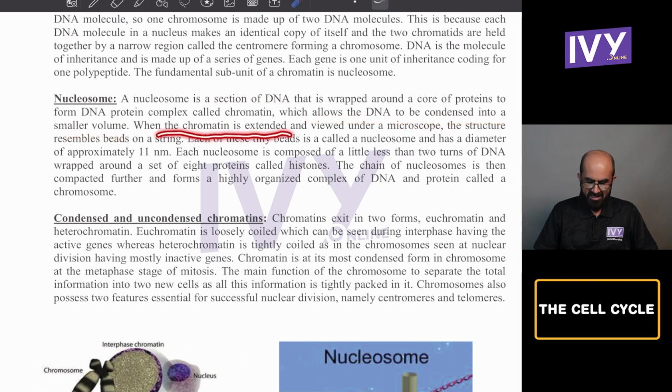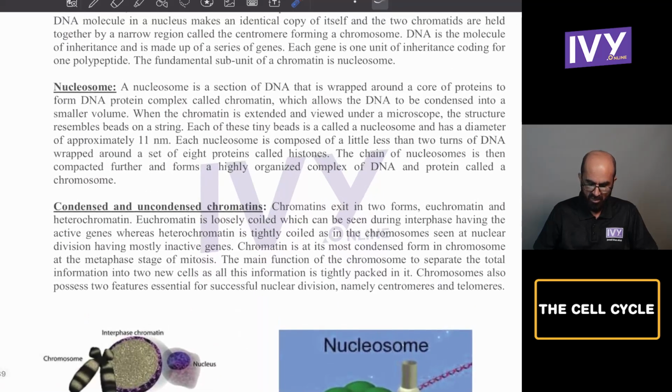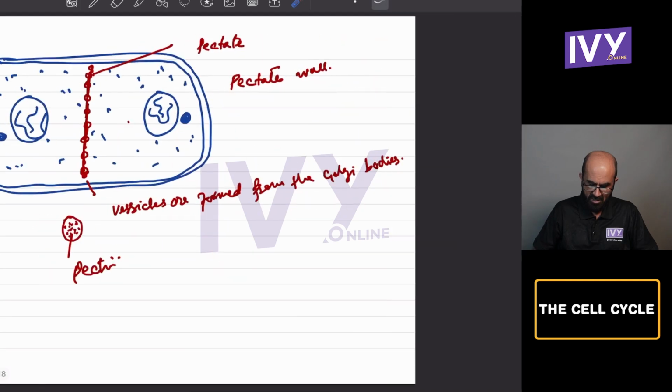When the chromatin is extended and viewed under a microscope, the structure resembles beads on a string, exactly like the one we use as a tasbih. So that's the chromatin. Each of these tiny beads is called a nucleosome and has a diameter of approximately 11 nanometers. I'm just giving you an example.